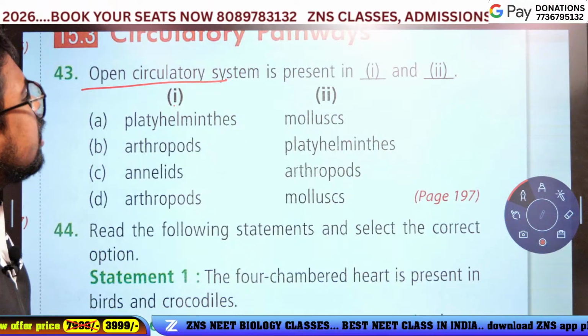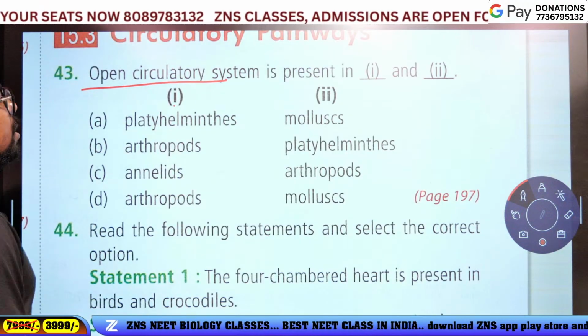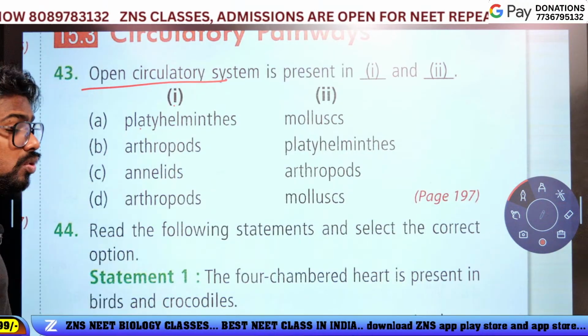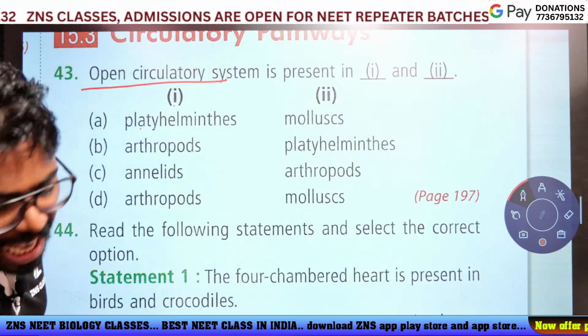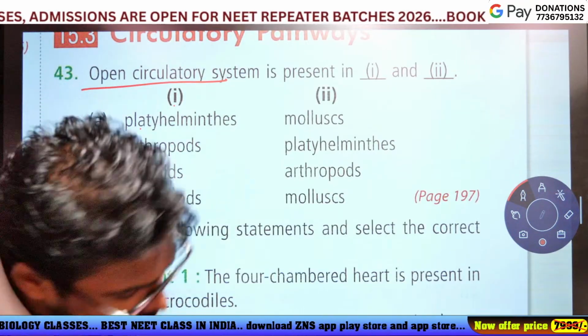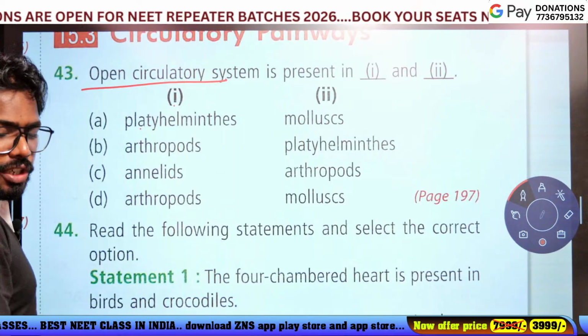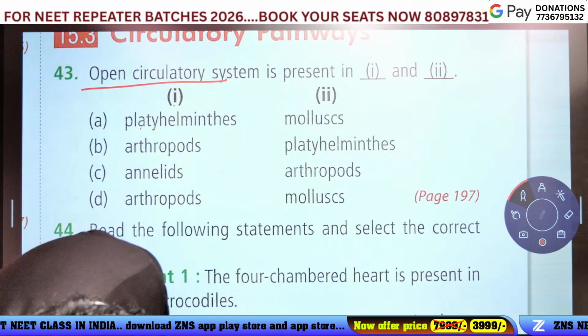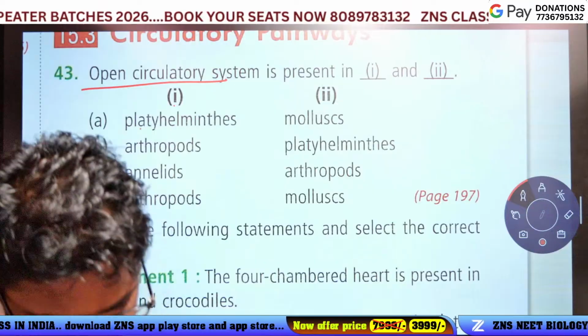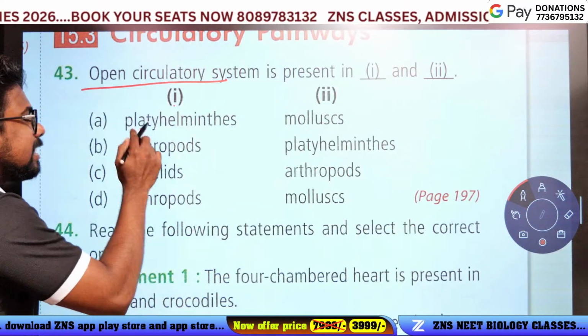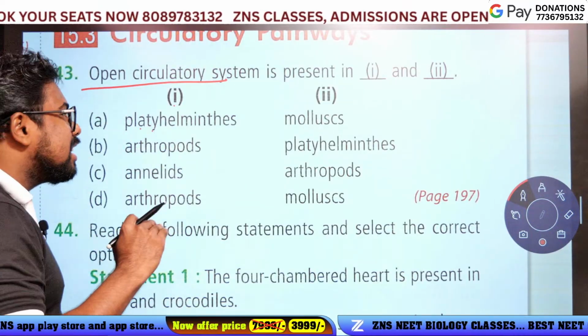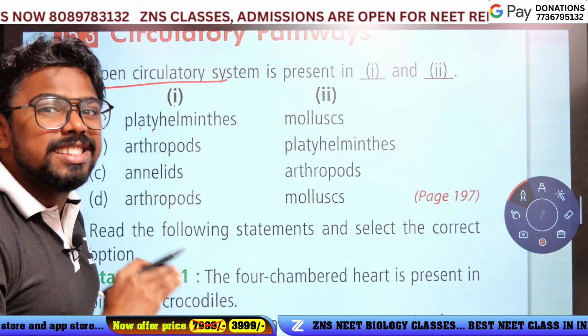The open circulation is present in 1 and 2. The platyhelminthes circulation is present. The platyhelminthes is option D. Yes, option D is the answer. Look here, guys. The platyhelminthes is organ level, not organ system.